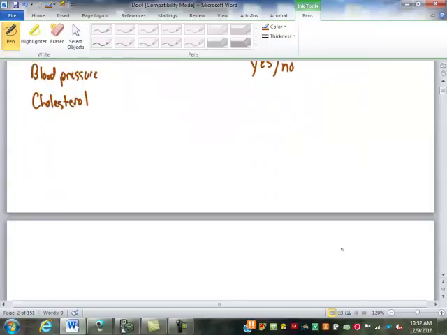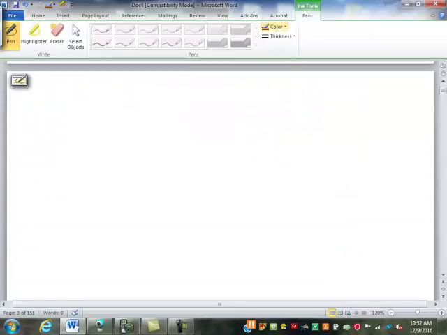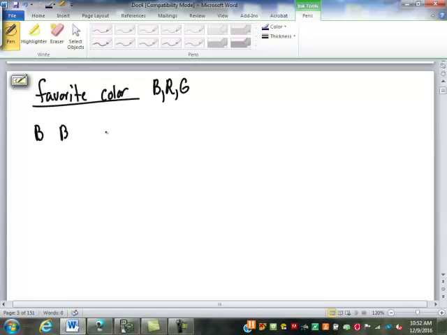So we're going to start out with the categorical data first, organizing categorical data. And I did mention this briefly in the recording. The simplest one I'm going to use is favorite color. Let's say we're going to give people the choice between blue, red, and green. Those are the only three choices. And I'm going to start sampling people, and they're going to tell me their color.